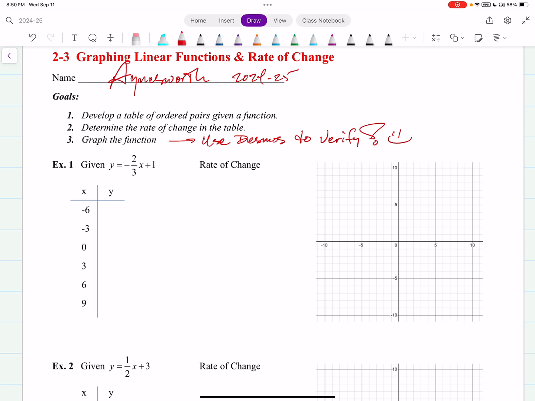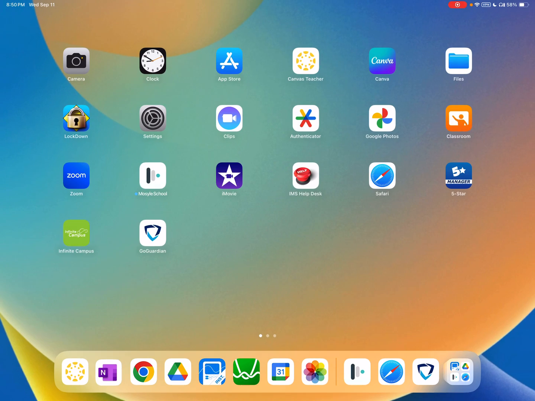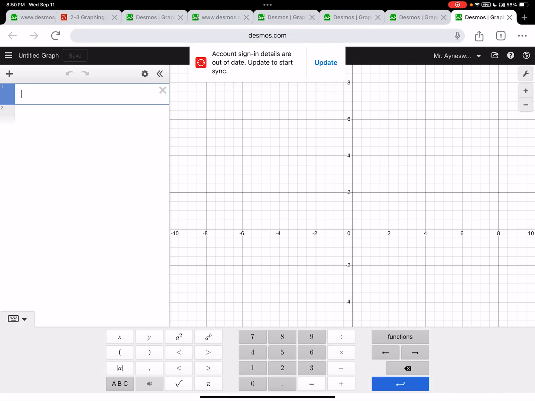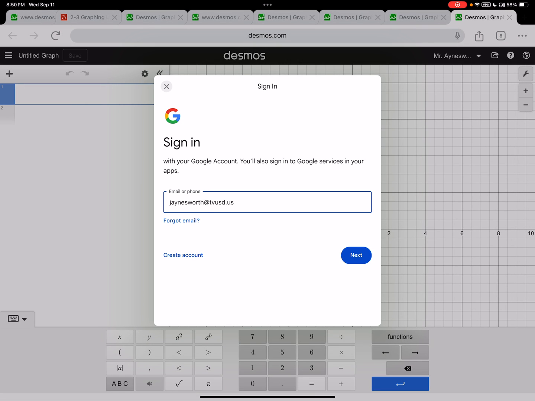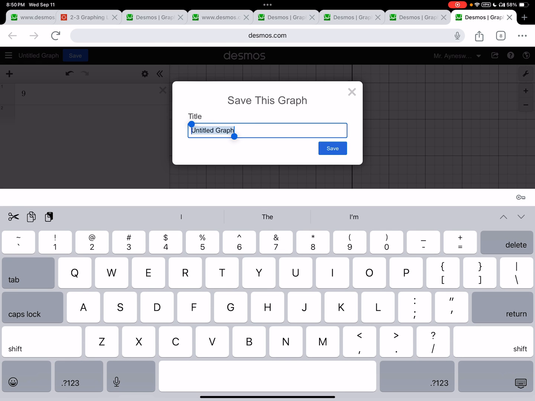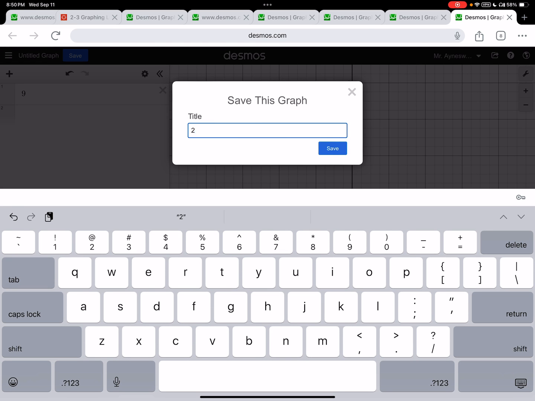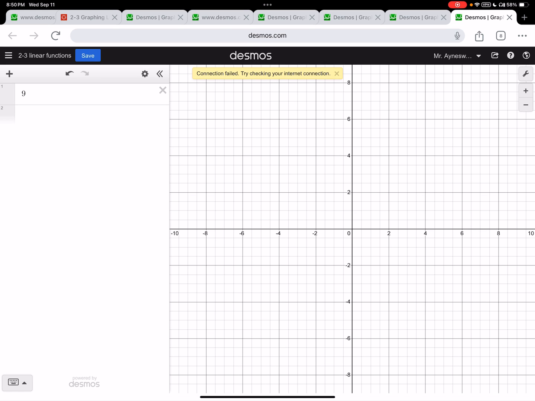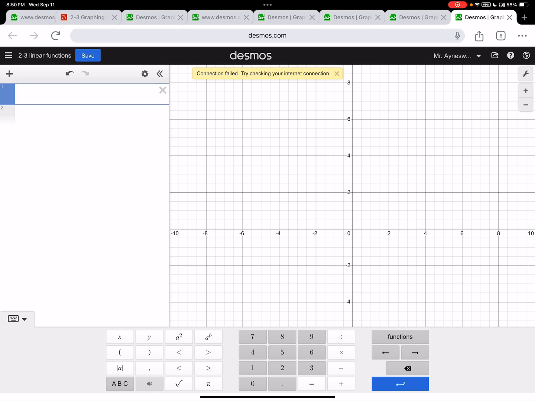Desmos is easy to use. You've got to have Desmos here. Make sure you're signed in, and your name should be in the upper right, like my name, Mr. Ainsworth, is in the upper right. And this is section 2-3, so just type a number in, click on save, type in 2-3, linear functions, just like I'm doing right here, very easy to do. That way you can save your work, and then we'll use that here in a minute.